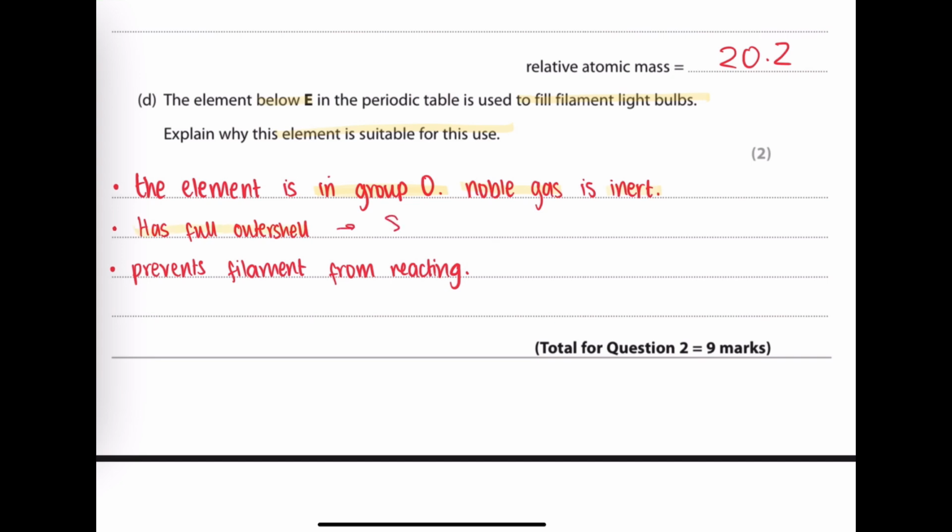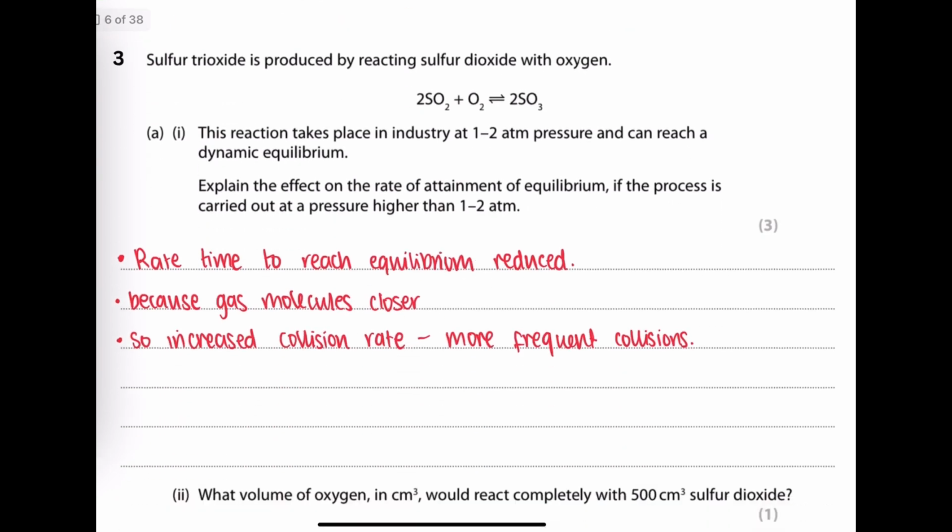All of it is 8. And as I said before, it is the outer shell that determines what is reacting and their reactant and chemical properties. So because its outer shell is full, it doesn't have any electrons that it can share with someone else or give to someone else. Therefore, it cannot react, which means that it prevents the filament from reacting.